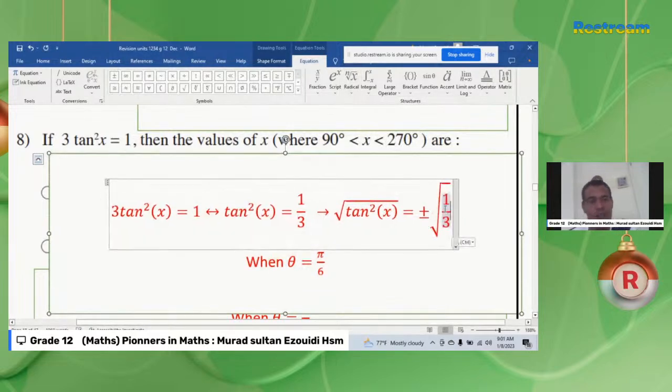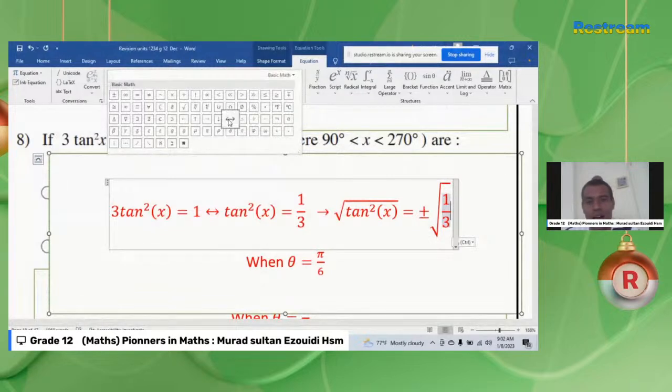Now we know that x is between 90 and 270, which means the first quadrant and the third quadrant. In the first quadrant, the tangent is positive because sine is positive and cosine is positive. And in the third quadrant, cosine is negative and sine is negative, therefore tangent is positive again. I'm going to find the value of x.